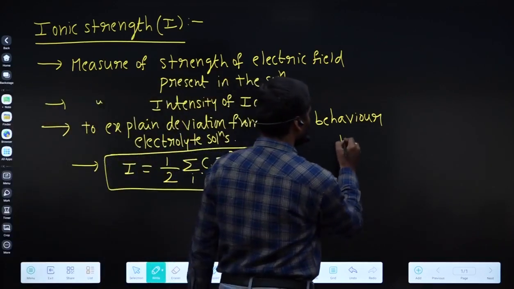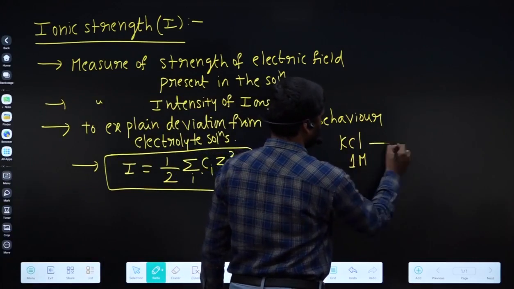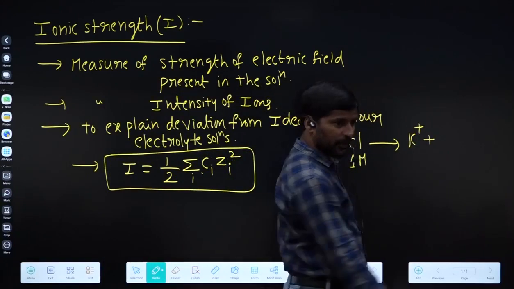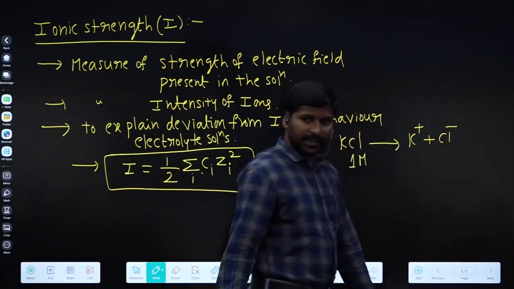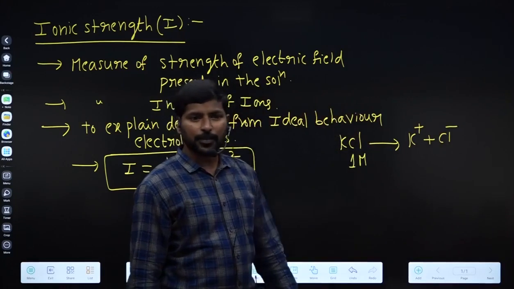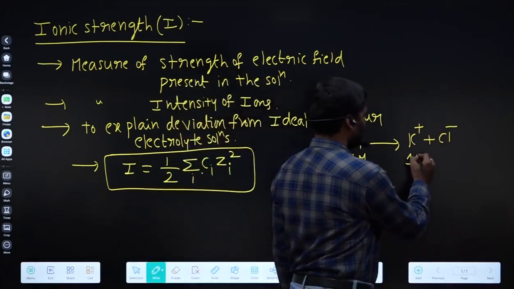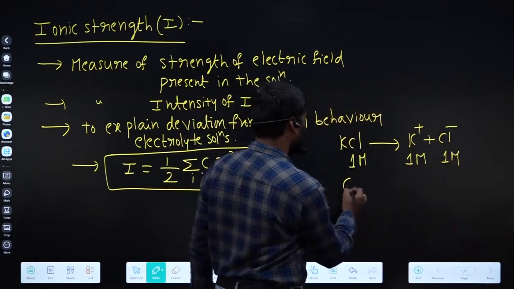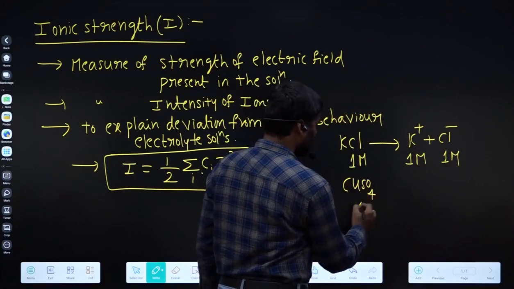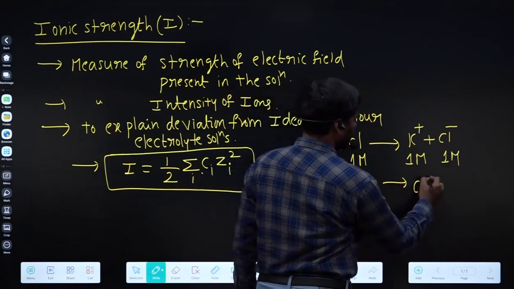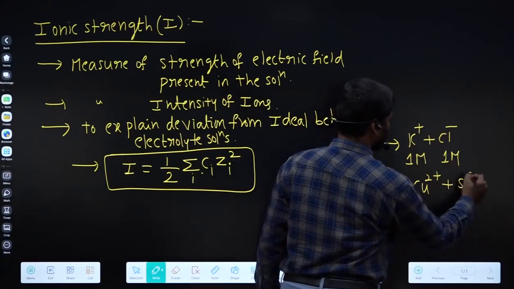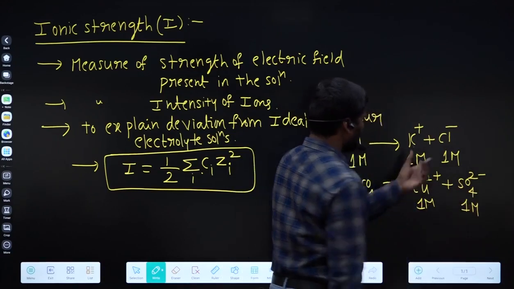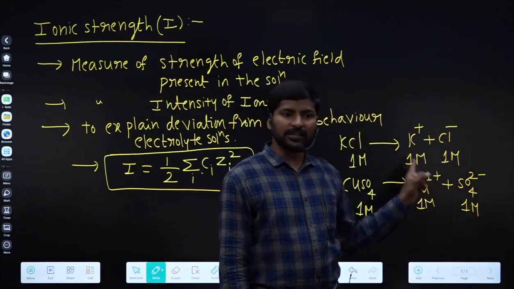For example, we are taking 1m KCl. It is an electrolyte solution, it undergoes dissociation to give K plus and Cl minus ions. What is the concentration of K plus ions? 1m. What is the concentration of Cl minus ions? 1m. For example, I am taking 1m copper sulfate. What is the concentration of copper 2 plus ions and sulfate ions? Again 1m only. So in both the cases concentrations of ions is the same.